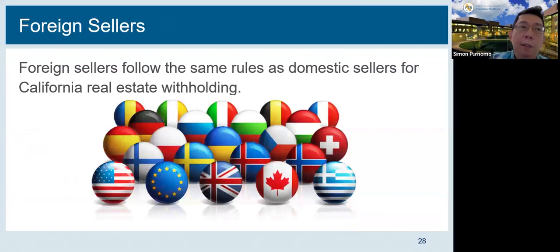Another common question that we get asked frequently is if there's any special treatment for foreign sellers. The answer is no. Foreign sellers follow the same rules as domestic sellers for California real estate withholding.